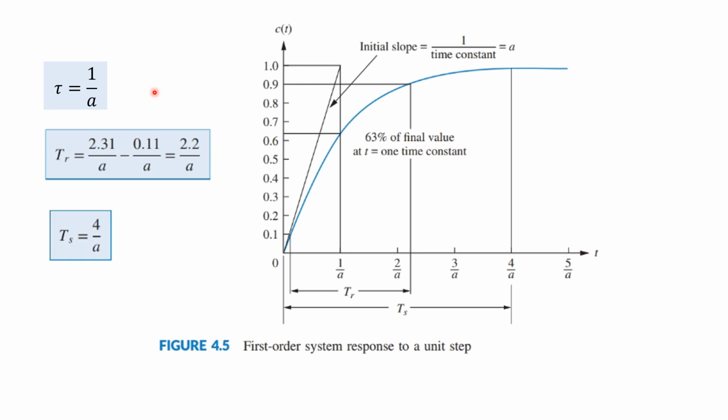So here we can see each of those quantities represented on a typical graph of a first order system response to a step function. Here, we have 1 over A, that's the time constant. And we have T sub R represented by about 2.2 over A. And then we see the settling time is over here at 4 over A. And you can see what these values are based on the definition. So it's pretty easy once you plot this to determine what this A value is.